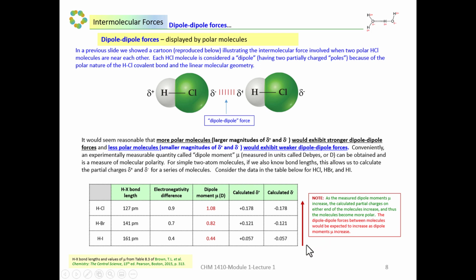My arrow here is going up, so we'll say it in the opposite way. As the dipole moments increase, the calculated partial charges increase. So obviously, HCl is the most polar molecule in the set. HI is the least polar molecule.